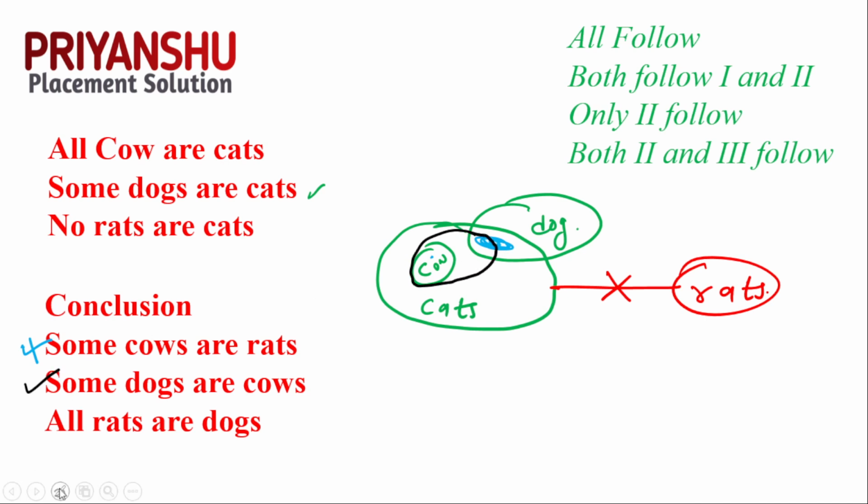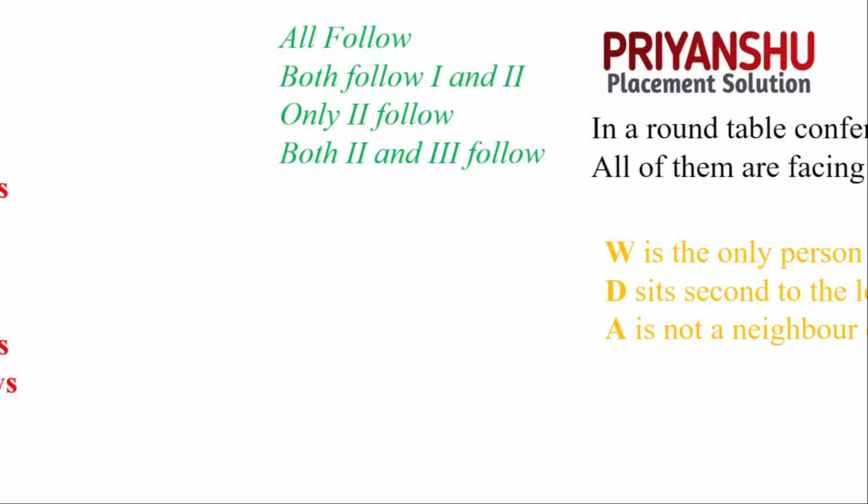Let's move to the next. The next thing is: all reds are dogs. Red does not follow any of this, so this one is again false. So only conclusion 2 follows. Clear? Only the second follows. Let's move to the next.